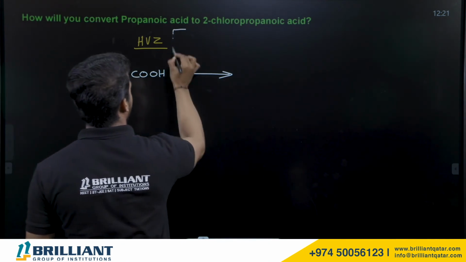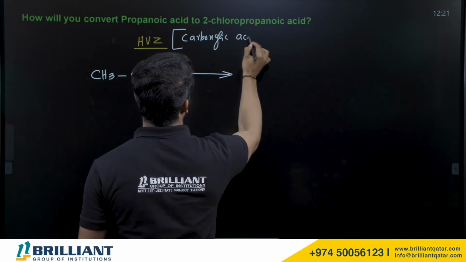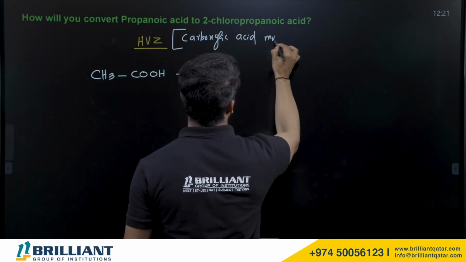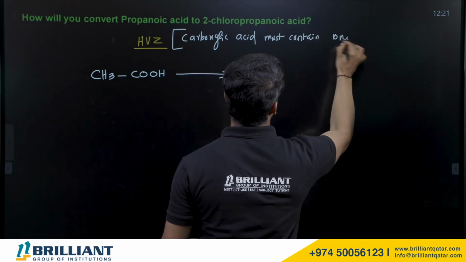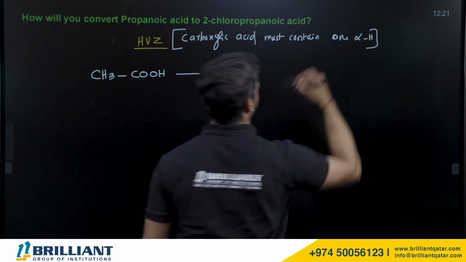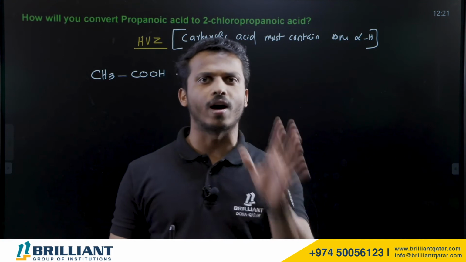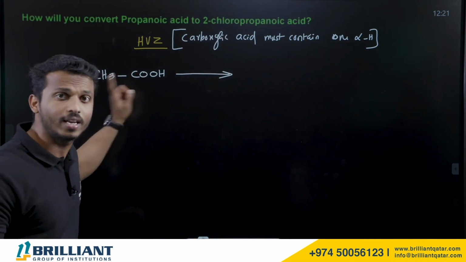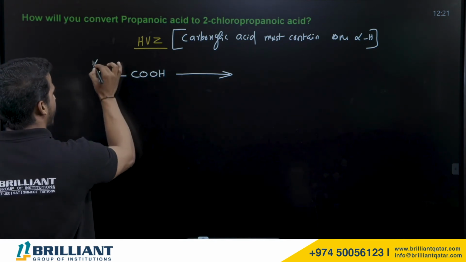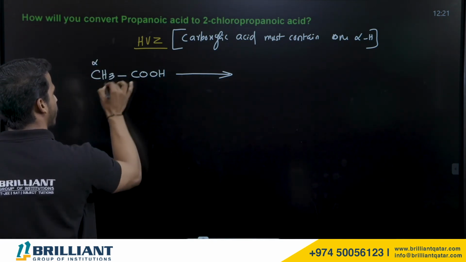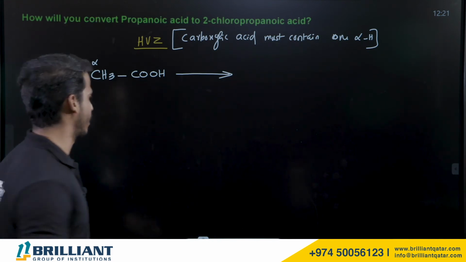Dear student, the condition for the HVZ reaction is that the reacting carboxylic acid must contain at least one alpha hydrogen. Does it contain alpha hydrogen? Yes. The carbon directly connected to the major functional group is called the alpha carbon. Hydrogens on the alpha carbon are called alpha hydrogens. Having the alpha hydrogen, it can undergo the reaction.